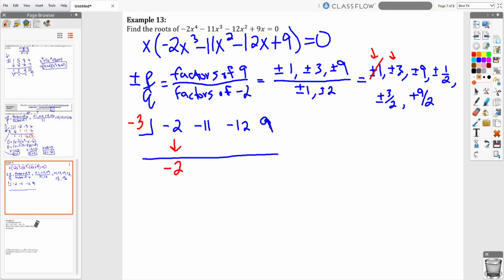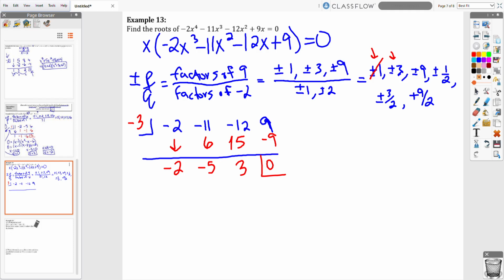All right, drop down -2. Now we're going to multiply, so that's +6. So that's going to give us -5. -5 times -3 is a +15. Then we add straight down and we get 3. Oh, look, this one does work. 3 times -3 is -9. So when I add, the remainder is 0. So thank goodness we got -3 as a solution.